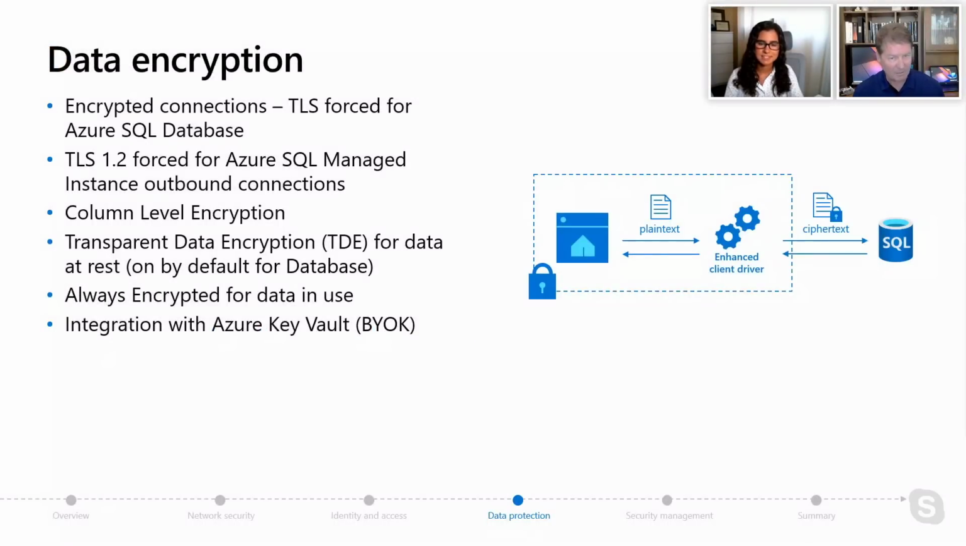So we talked about identity authentication. Remember our breadcrumbs down here, right? We're kind of following along. We did network security, identity and access. Let's talk about protection, which usually relates to encryption. If you think about encryption, there's connection encryption, there's encrypting your data at rest, and there's even a concept called always encrypted.